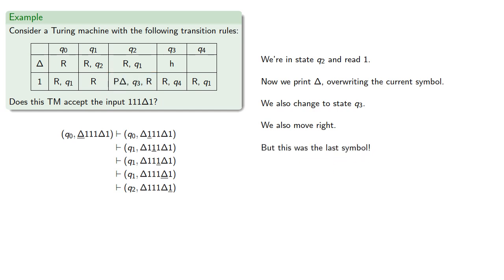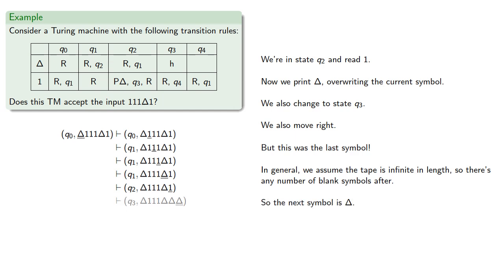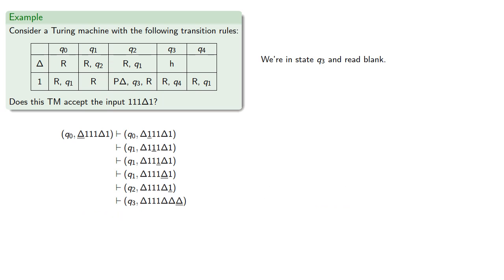But that was the last symbol. So what do we do? In general, remember we assume the tape is infinite in length, so there's any number of blank symbols after. So the next symbol is blank. And that means we're now in state Q3, and we read blank, and so we change into the halt state, and we don't change anything else. So the Turing machine accepts our string.